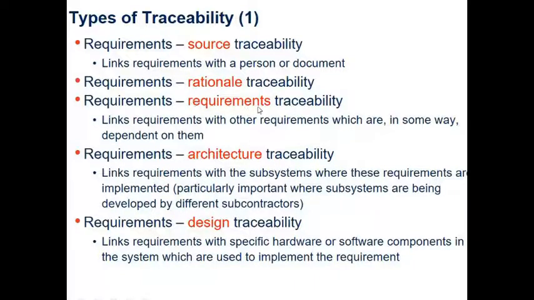We can have a requirements traceability. This links requirements with other requirements which are in some way dependent on them, right? So requirements traceability is talking about linking the current requirement to another requirement. Then we have architecture traceability. This links requirements with the subsystems where these requirements are implemented, particularly important where subsystems are being developed by different subcontractors.